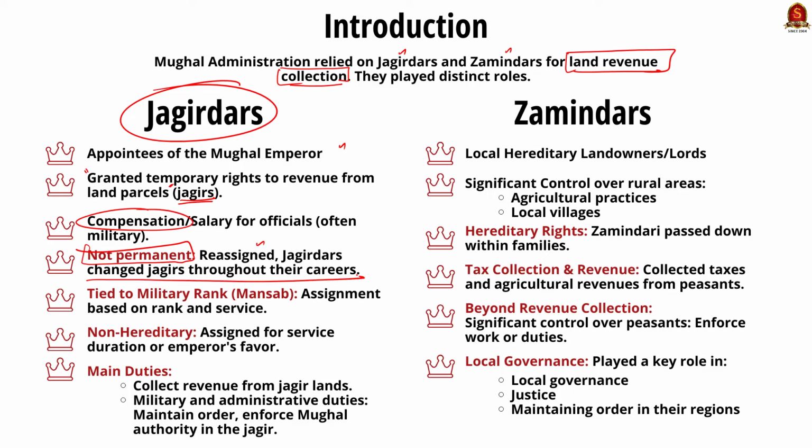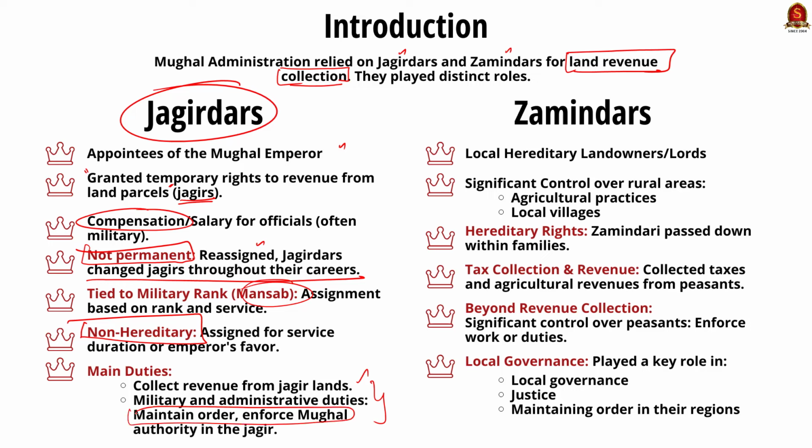The assignment of a Jagir was tied to the holder's military rank and service, which is known as Mansab. Also, the Jagirs were not hereditary and they were assigned to the individual for the duration of their service with the emperor. Now let us see the main duty of the Jagirdar. They were responsible for collecting the revenue from the lands, but also they had military and administrative duties like maintaining law and order and enforcing Mughal authority in their Jagir.